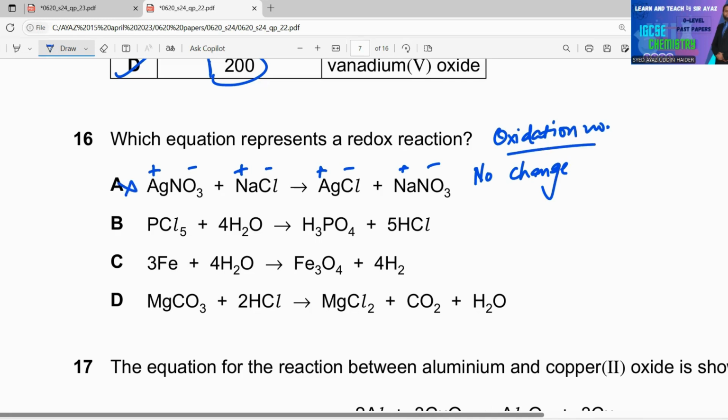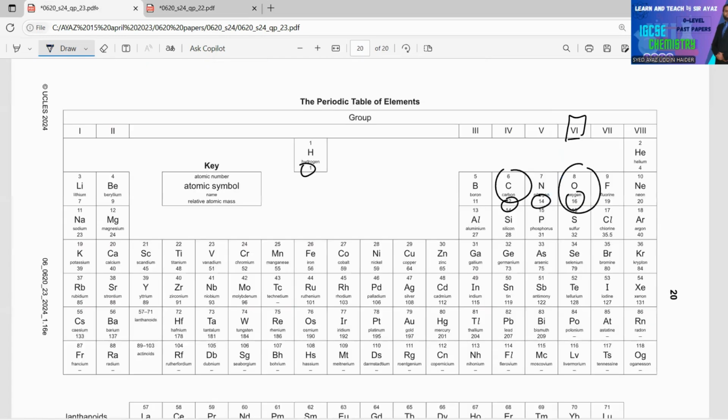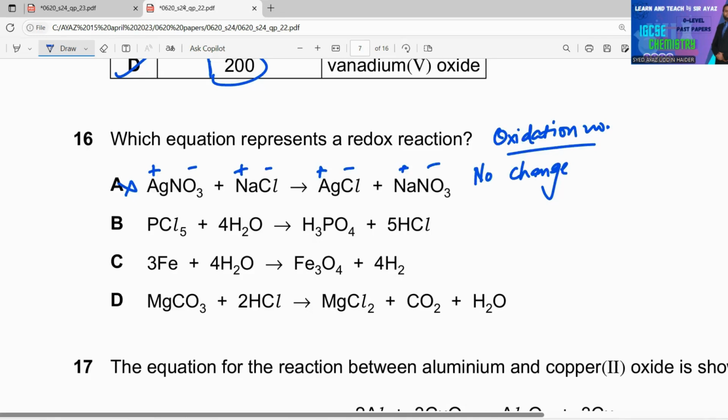What about B? We have PCl5 plus 4H2O gives H3PO4 plus 5HCl. PCl5 means phosphorus is on the left hand side and Cl is on the right hand side. So Cl must be having minus charge and P must be carrying positive charge. If you work out the charge on P, we get plus 5 because there are 5 atoms of chlorine. Each chlorine will be carrying minus charge. So P must be carrying plus 5.